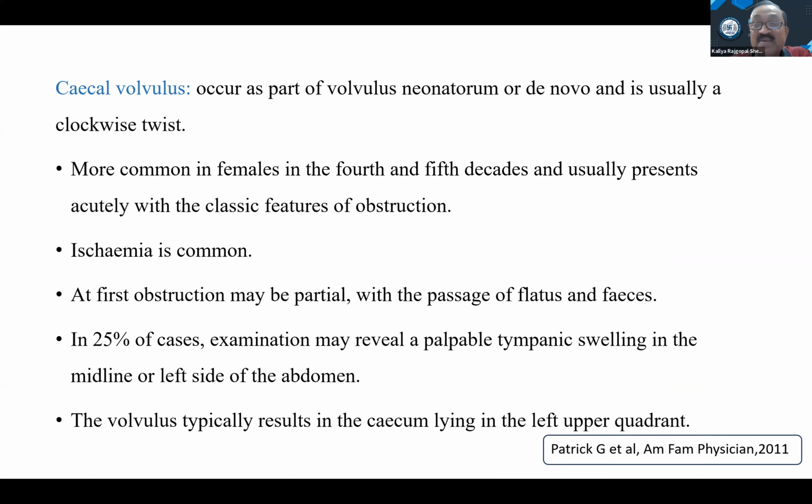Each one of them is important from the PG level. Cecal volvulus is something which is very, very important for PGs, because there are many things we can speak about. What is bascule? You heard of the term, Praveen, no? Do you know that word? Cecal volvulus occurs as part of volvulus neonatorum.